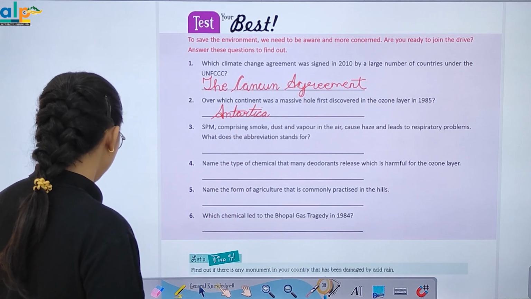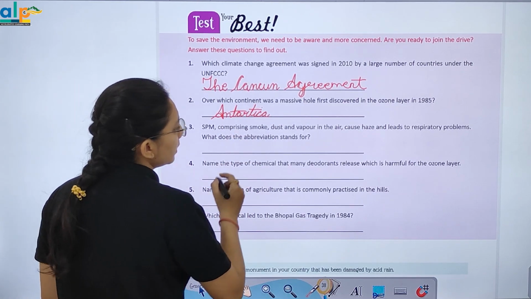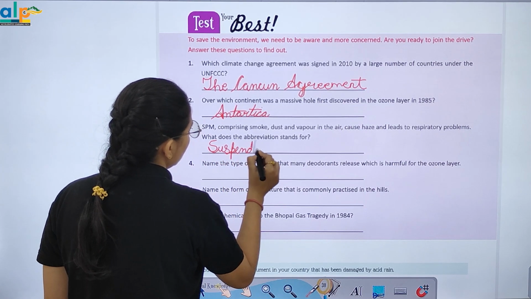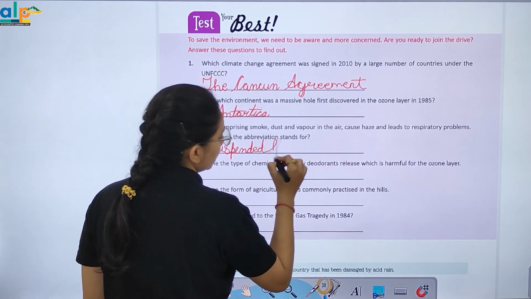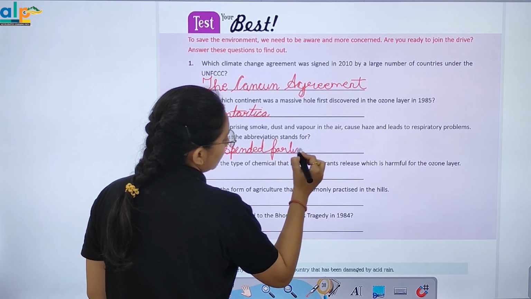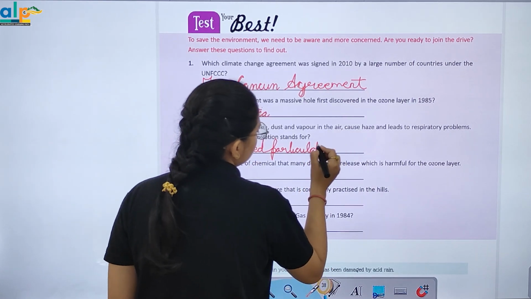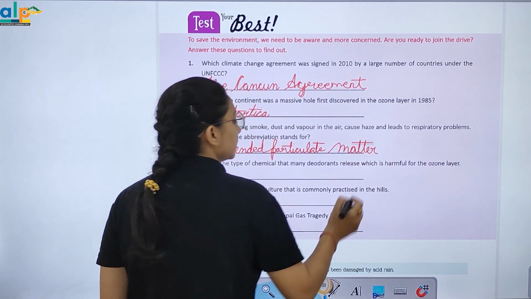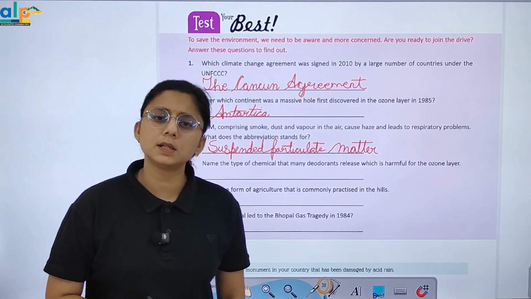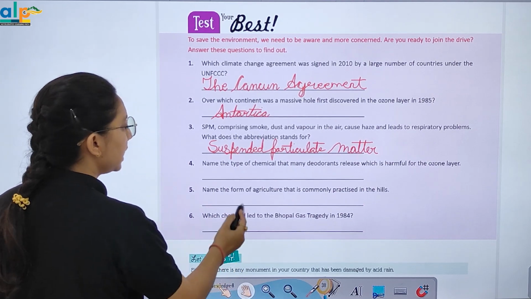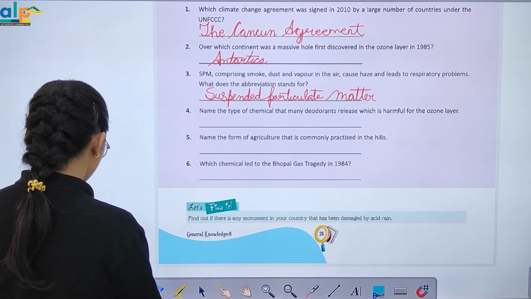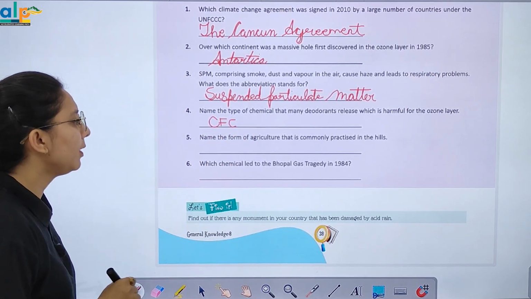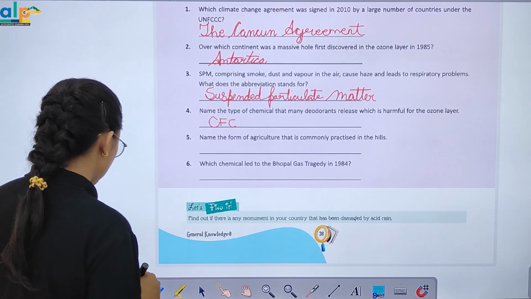SPM, what does the abbreviation stand for? Suspended particulate matter. It is suspended particulate matter. Now name the type of chemicals that deodorants release which harm the ozone layer. That is CFC, chlorofluorocarbon. Name the form of agriculture that is commonly practiced in step farming.